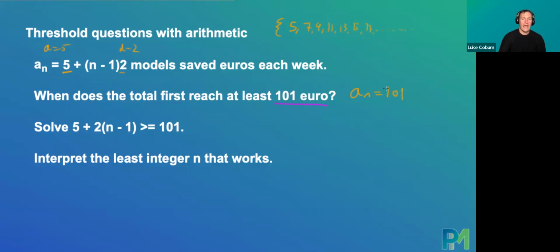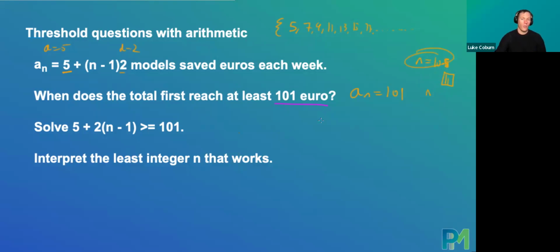But let's say we don't know that 101 will happen to be on the list, like here, right? So if I say AN is equal to 101, I may end up getting N as some decimal number, okay? And if that's the case, we have to look at the decimal number. Let's say it's 10.5. So let's say it's going to take 10.5 weeks to get up to €101 or something like that. Then it's going to take 11 weeks, because we were counting the weeks in whole numbers.